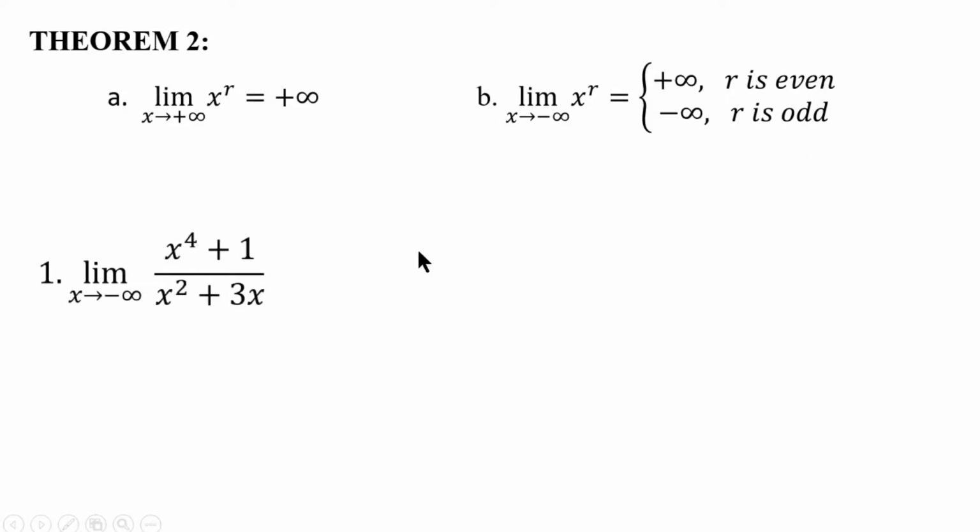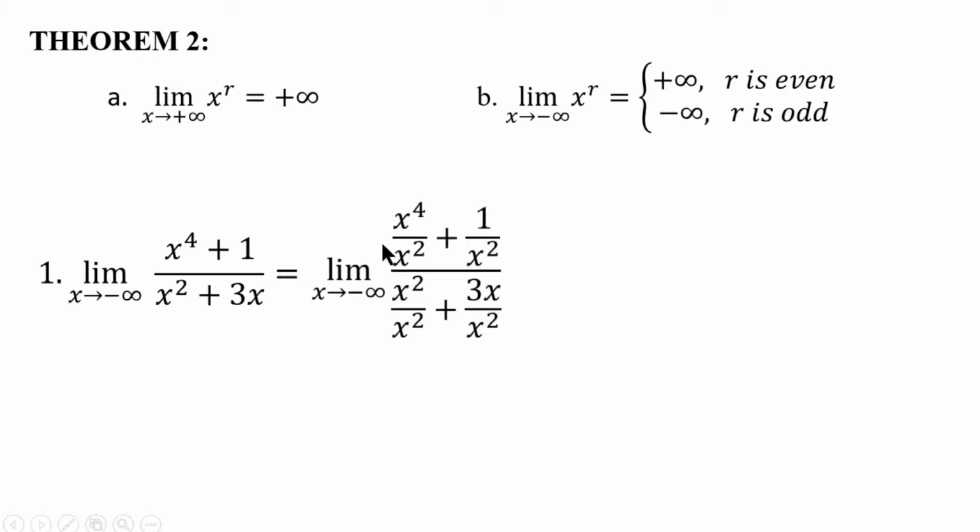Examples. Number 1. Find the limit as x approaches negative infinity of x raised to 4 plus 1 divided by x squared plus 3x. Since x approaches negative infinity, this is a limit at infinity, so we do the same process. First, divide the numerator and denominator by the highest variable appearing in the denominator. In this case, we have x squared. So we divide each term by x squared, then simplify.